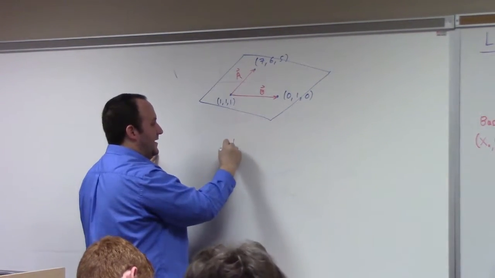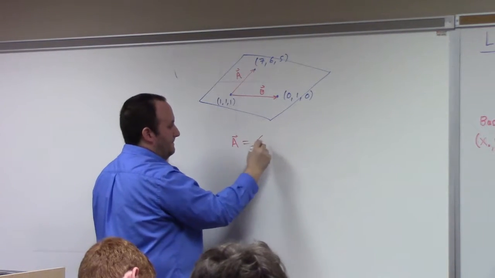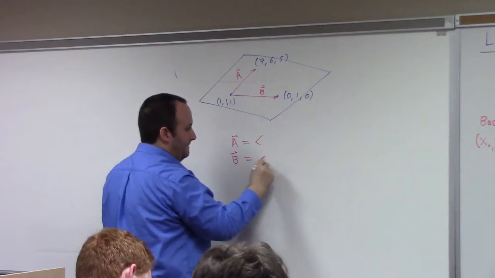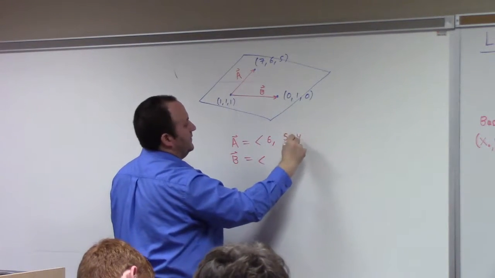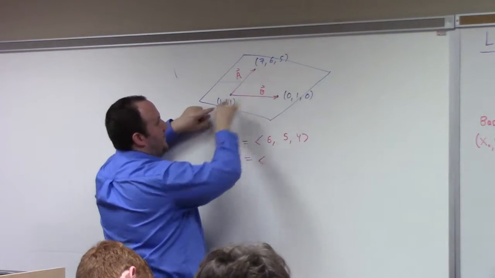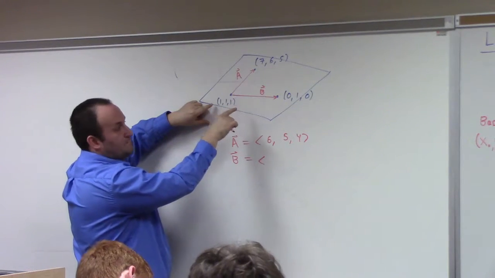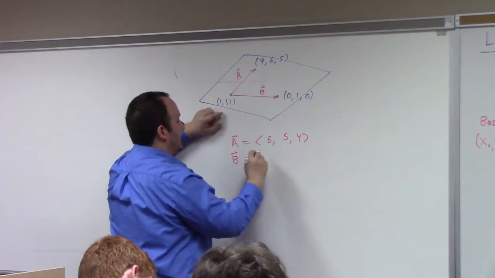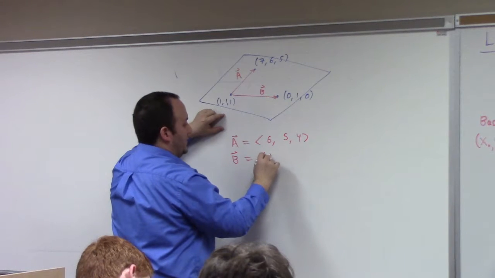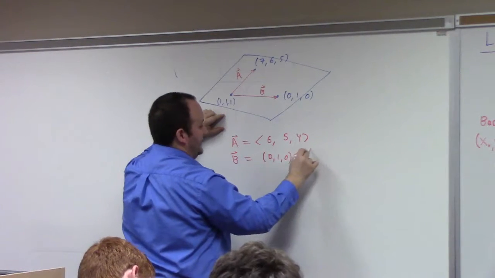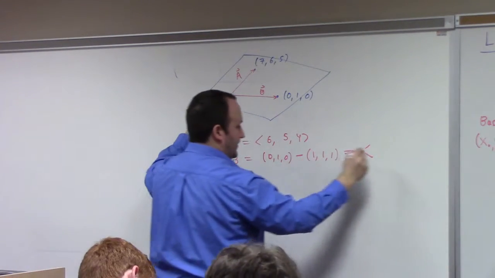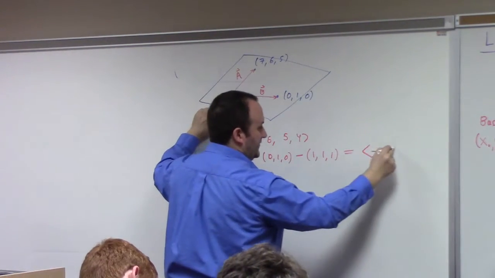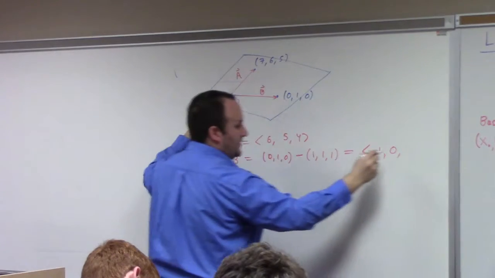So anyway, A is what? B is what? A is 6, 5, 4. So that's 7, 6, 5 minus 1, 1, 1. And then B, I'll write the work down for B. B is 0, 1, 0 minus 1, 1, 1, which is what? It is minus 1, 0, and minus 1.